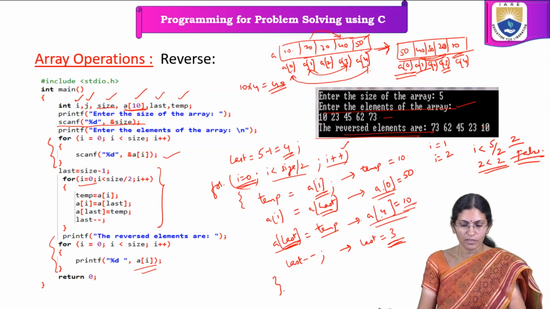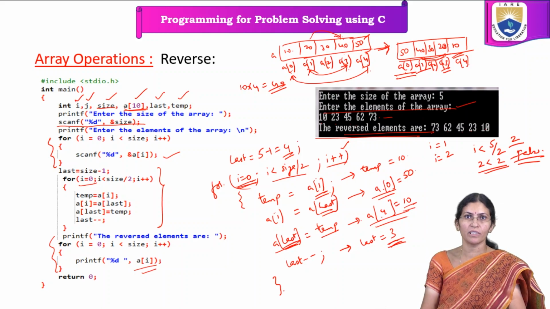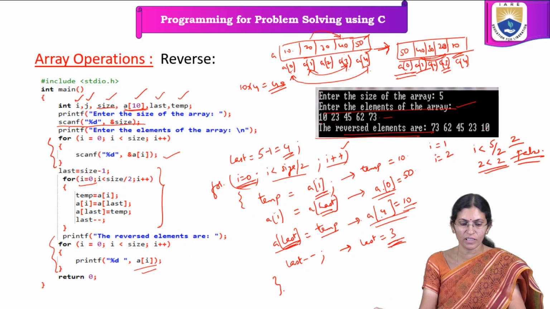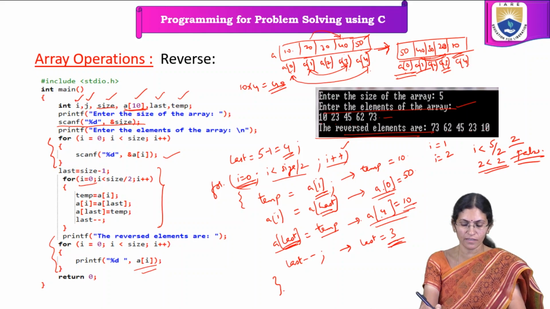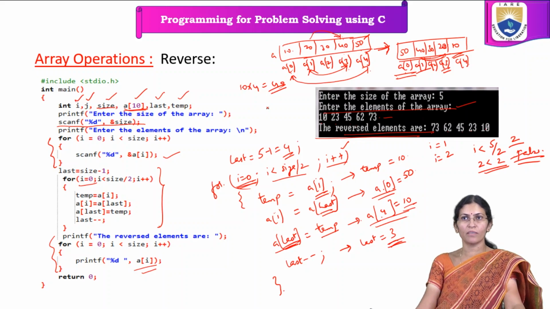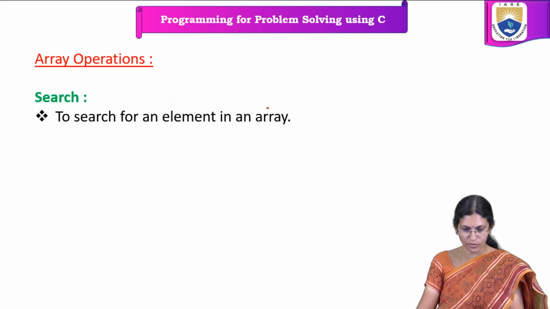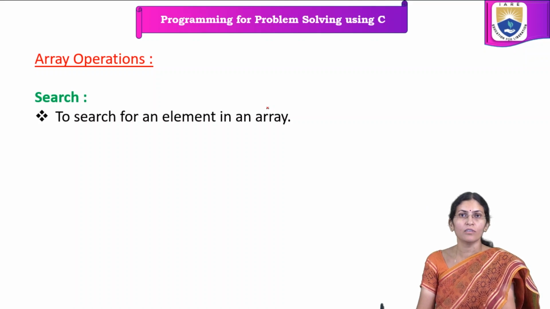So in this way, we can see that the reverse operation can be done by 2 methods. The first method is by using another array, and the second method is by using the same array. So in the same array, the reverse operation has been carried out. Next, one more operation we'll see.